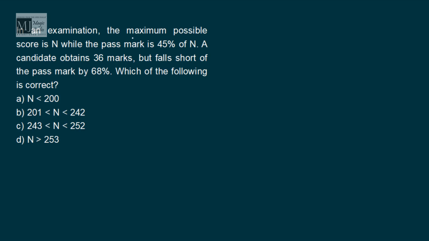In an examination, the maximum possible score is N, while the pass mark is 45% of N. Passing marks are 45N by 100, that is 9N by 20. A candidate obtained 36 marks but falls short of pass mark by 68%. That means his score is actually 36, plus something short of pass mark. This is his score.